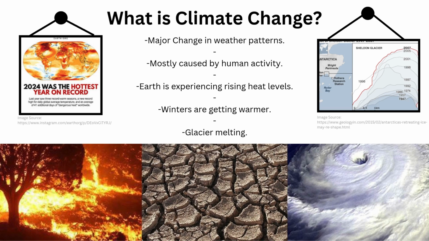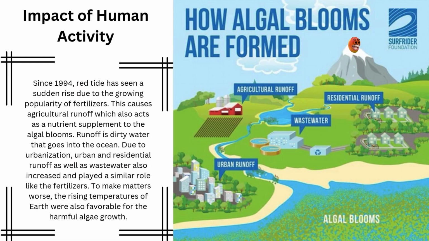Well, what is climate change? Climate change is a major change in weather patterns. This is usually caused by human activity. As you can see, the Earth is experiencing rising heat levels and melting glaciers. Impact of human activity on red tide.